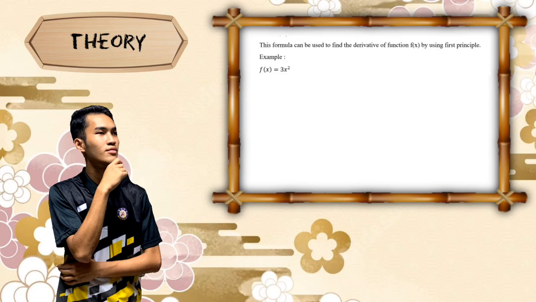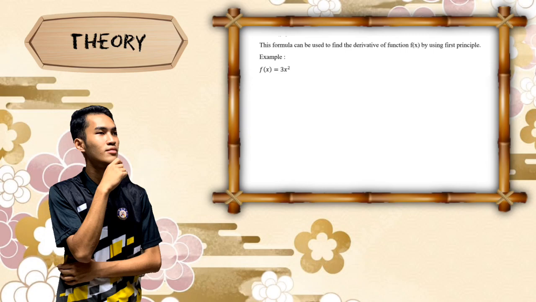2.0 Theory of differentiation. 2.1 Differentiation using first principle of derivative. The process of determining the gradient function dy over dx, or the first derivative of function f(x), is by using the idea known as differentiation using first principle. First principle of differentiation helps us to evaluate the derivative of a function using limits. Here is the formula. This formula can be used to find the derivative of function f(x) by using first principle.